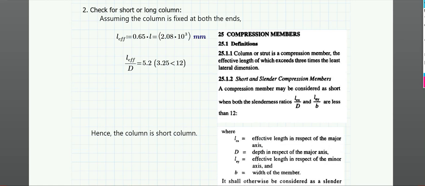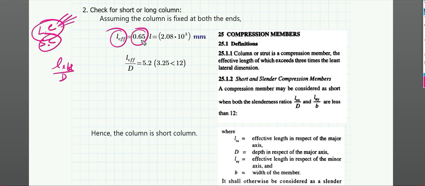If you remember, the first check that we do for any column design is whether it's a long column or a short column. This is the most important thing that you need to check. So the equation for that was L effective by D, or L effective by B. What is L effective? As both ends are fixed, it is 0.65 into L, which is 2.08 into 10 to the power 3 mm. So L effective by D comes out to be around 5.2, which should be less than 12.